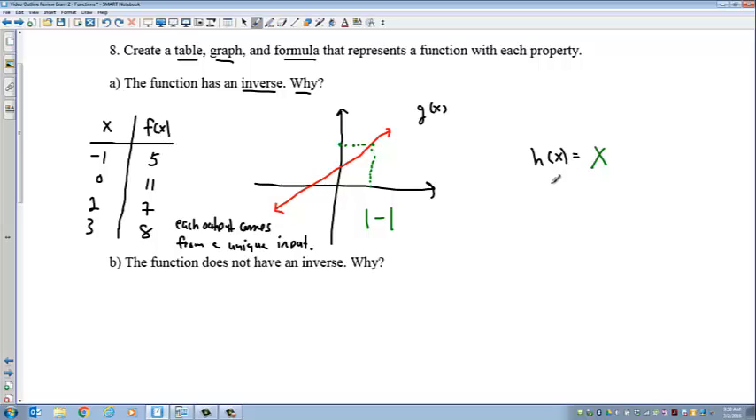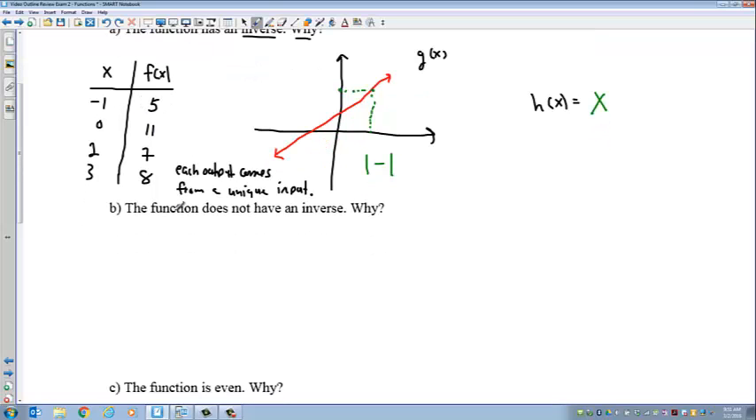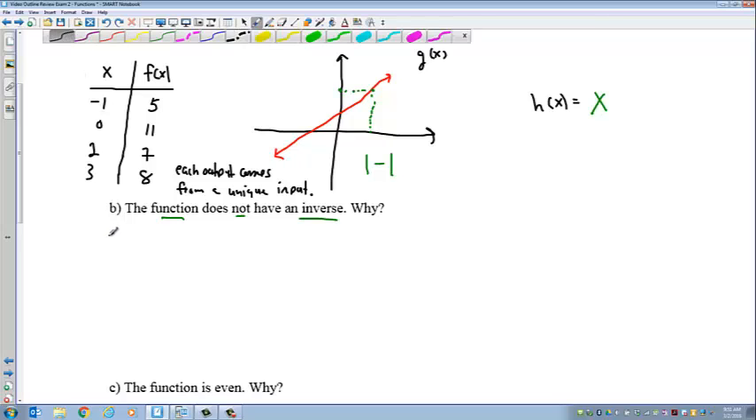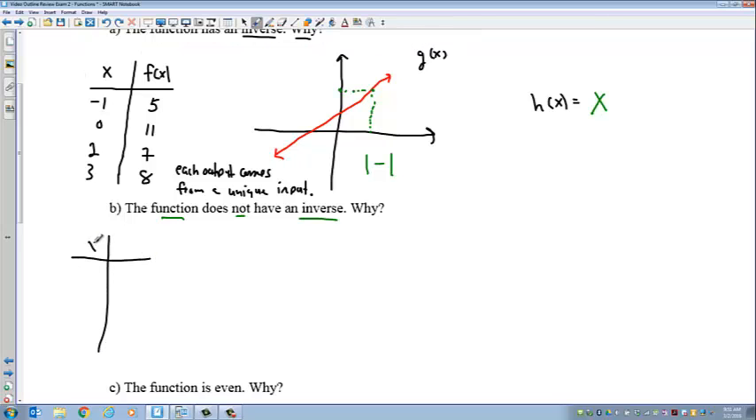And again, because these things are all 1 to 1, each output comes from a unique input. And then let's draw a function that does not have an inverse and try to explain why. This one's actually pretty easy too once you get the hang of it. So we'll do a table, x, f of x. We'll do a graph, g of x. And then h of x over here, we'll do a formula.